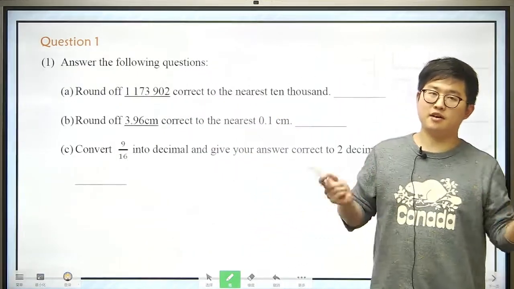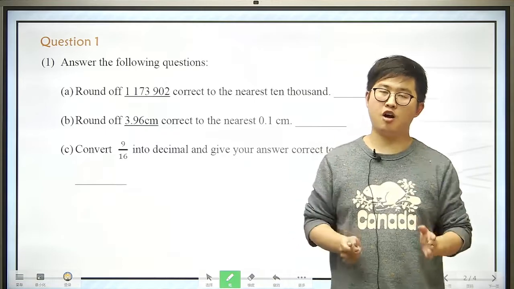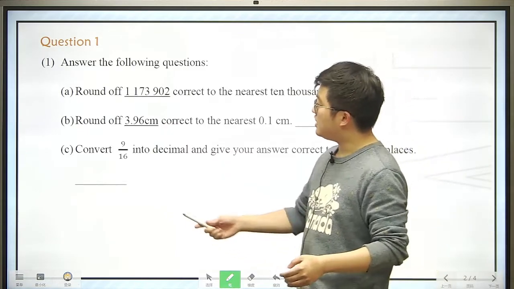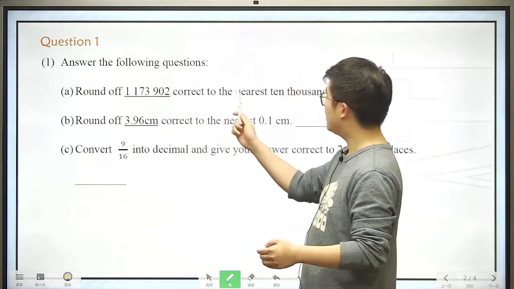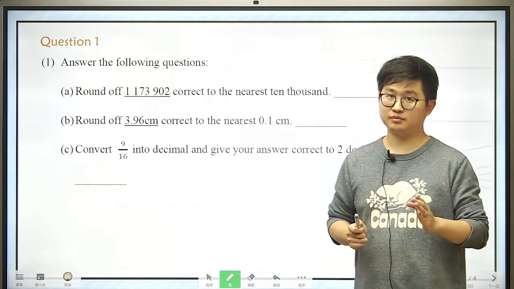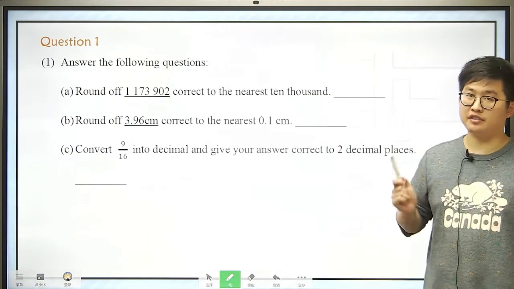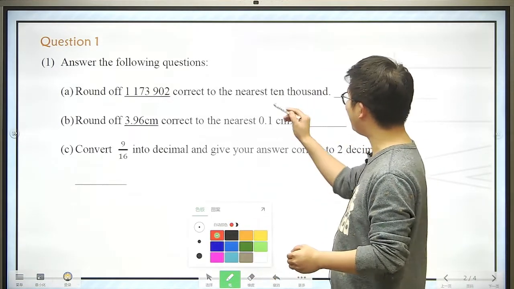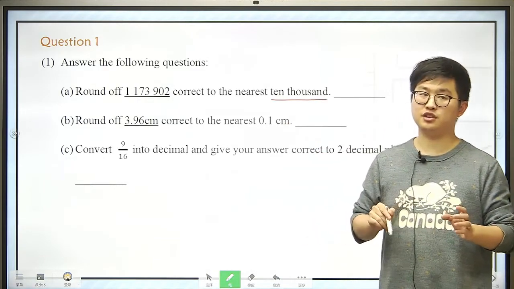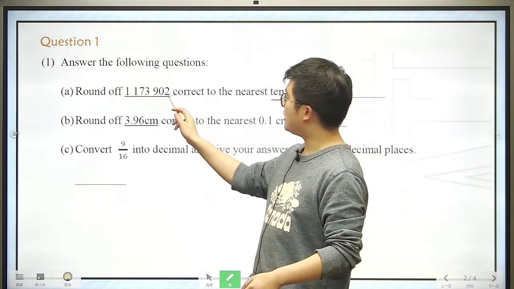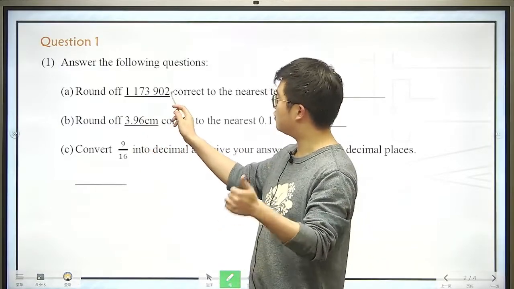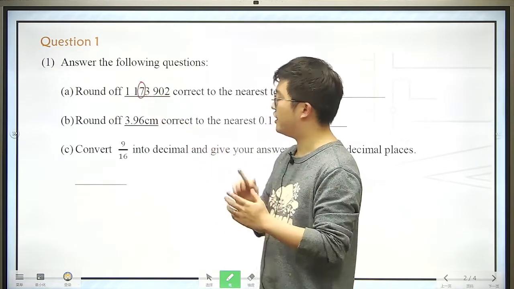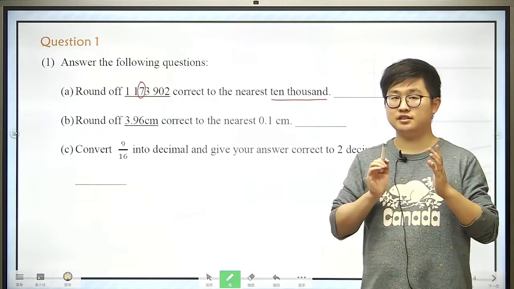Rounding off, I believe, is the most popular way to approximate a number, right? And now we need to round off this number, correct to the nearest 10,000. So, when we are rounding off, we first need to find the exact digit we need. Here it is 10,000, so which digit is the 10,000? Here we can do it by simple counting. This is ones, tens, hundreds, thousands. So this here is the 10,000 digit.